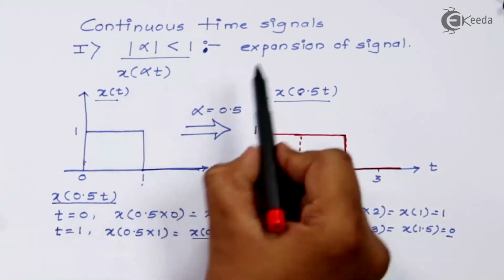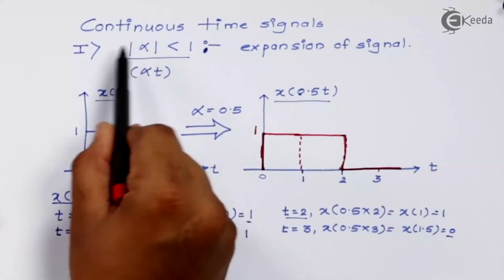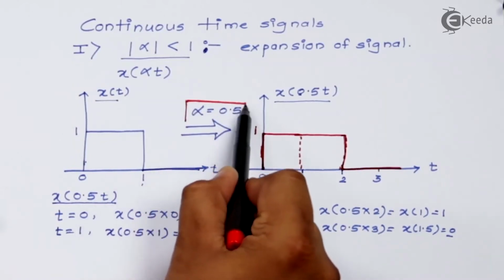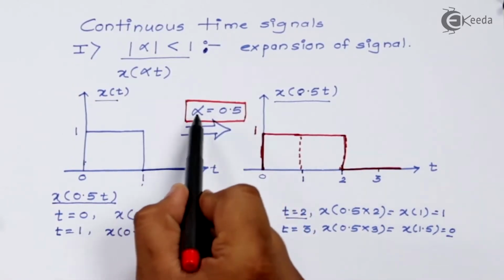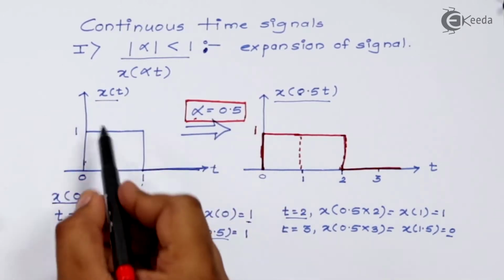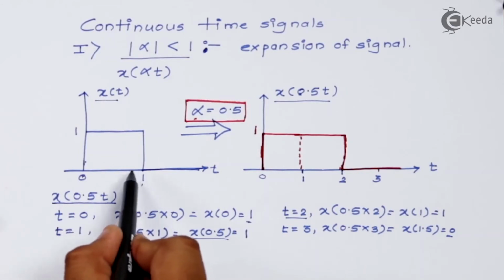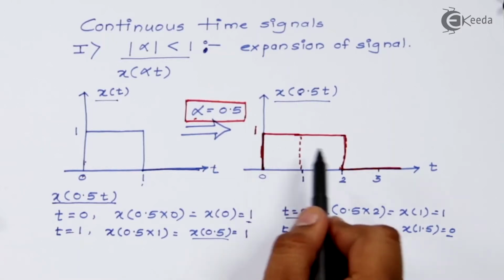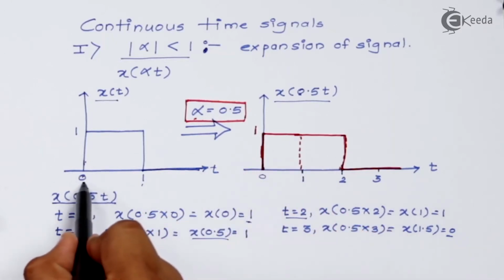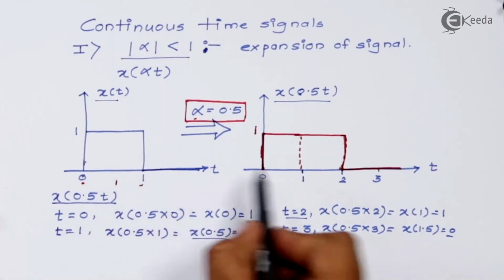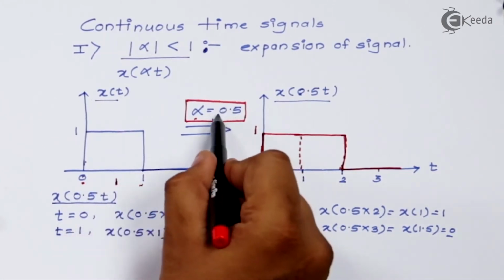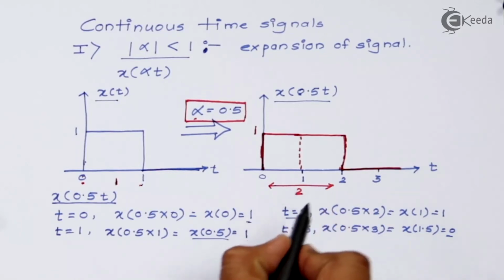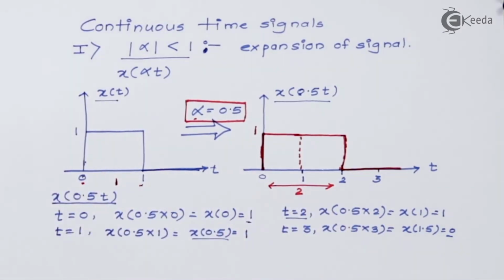So as I told you earlier, expansion of signal means what? Your alpha value, mod of alpha value should be less than 1. That's why I have placed alpha value 0.5. And for 0.5, what will you get? The initial original graph has a period of 0 to 1, but after applying alpha value 0.5, this time period increased by 1. So in the given example, the value is 0 to 1, that is the total time period is 1, but after using alpha 0.5, your total time period is increased and it is now 2. And this is called the expansion of signals.